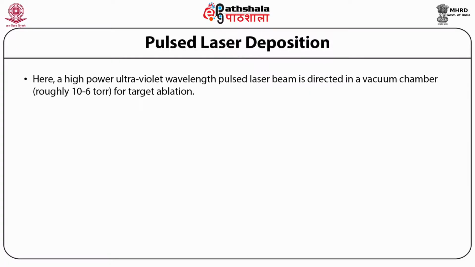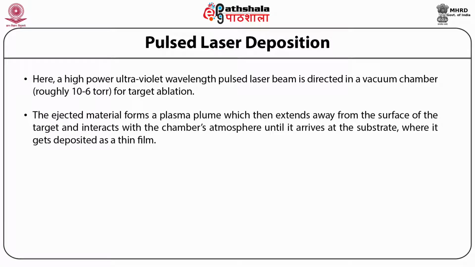Here, a high power ultraviolet wavelength pulsed laser beam is directed into a vacuum chamber, roughly 10 to the power minus 6 torr, for target ablation. The ejected material forms a plasma plume which then extends away from the surface of the target and interacts with the chamber's atmosphere until it arrives at the surface of the substrate where it gets deposited as a thin film.